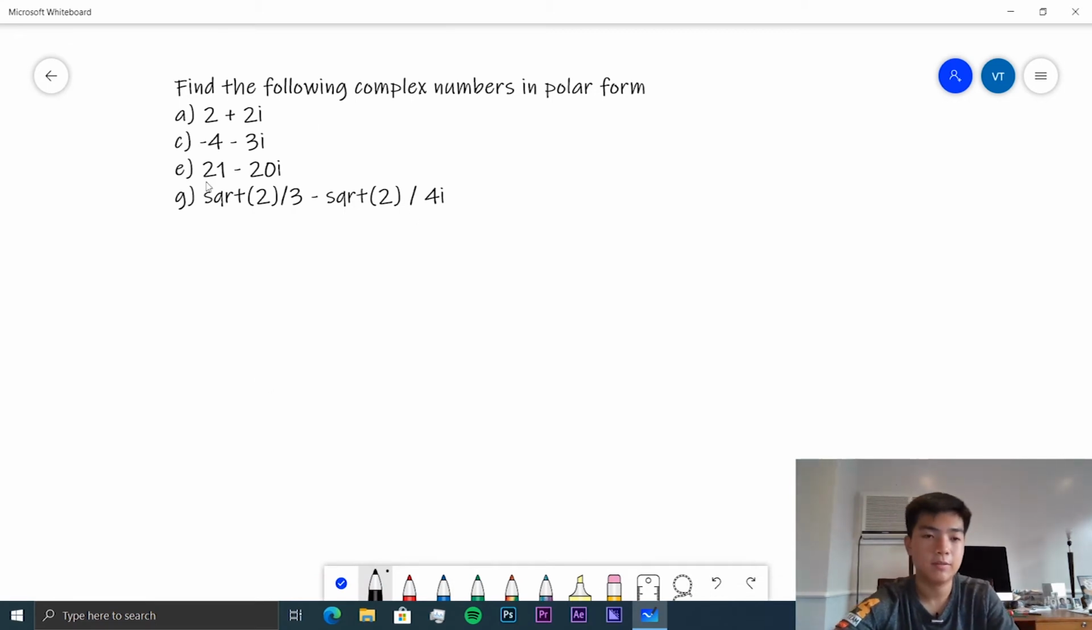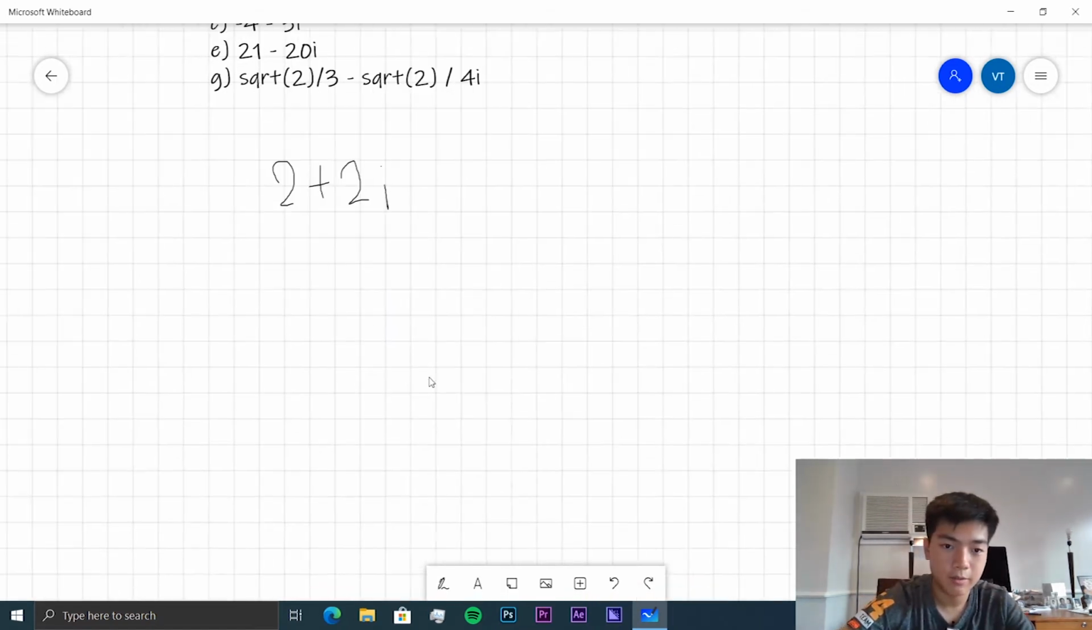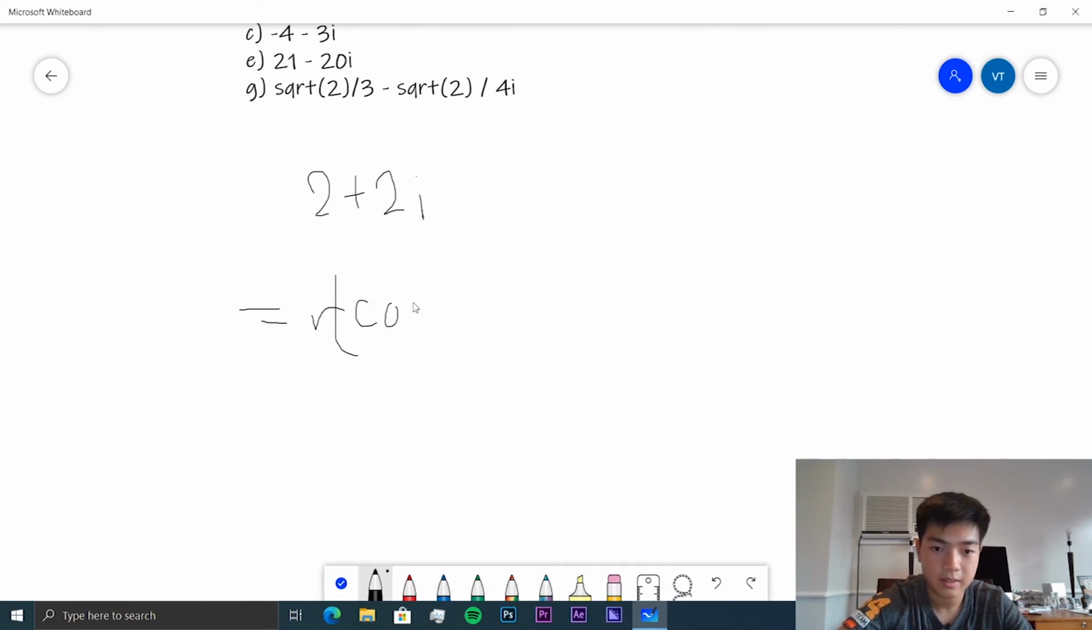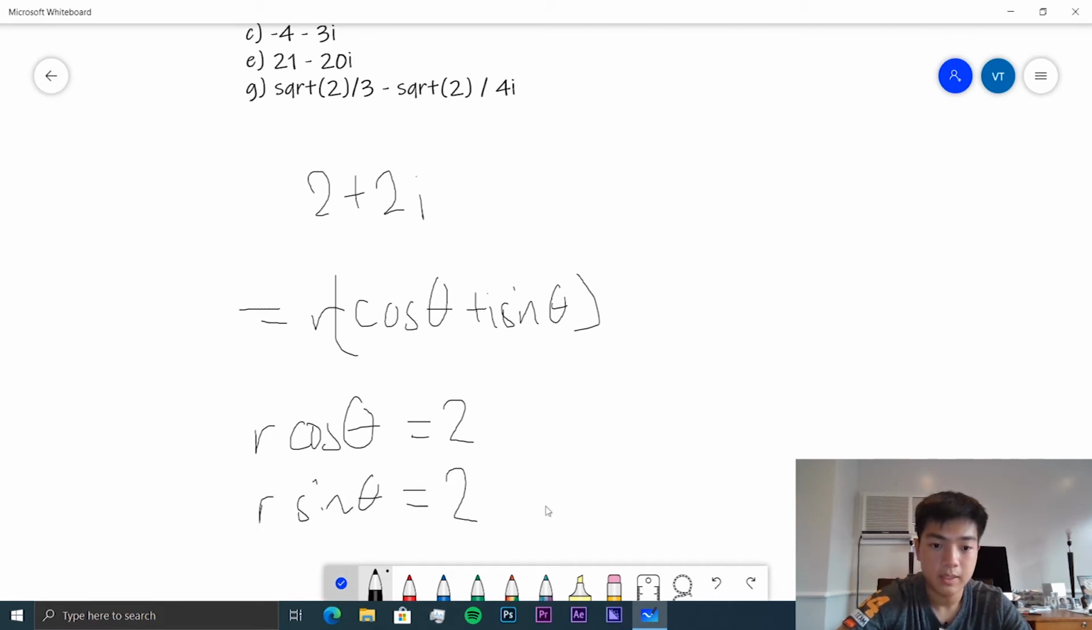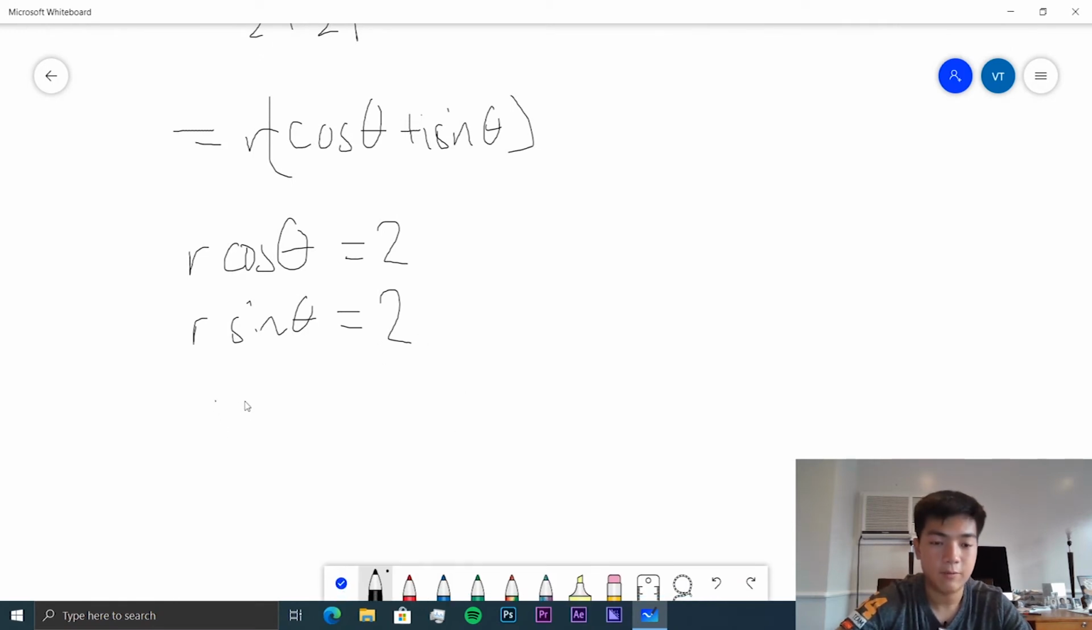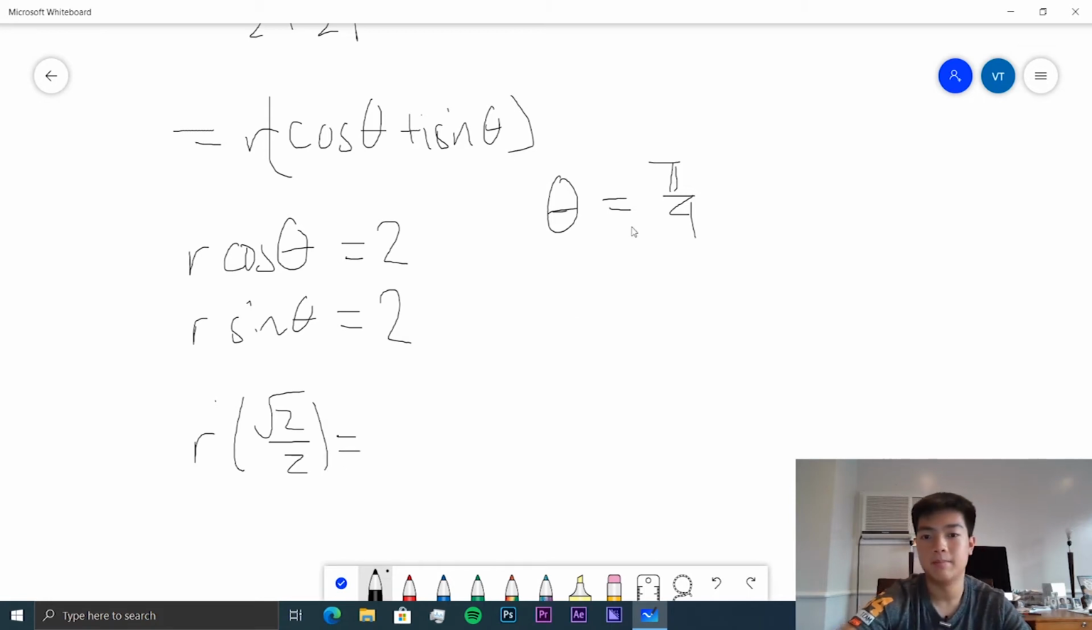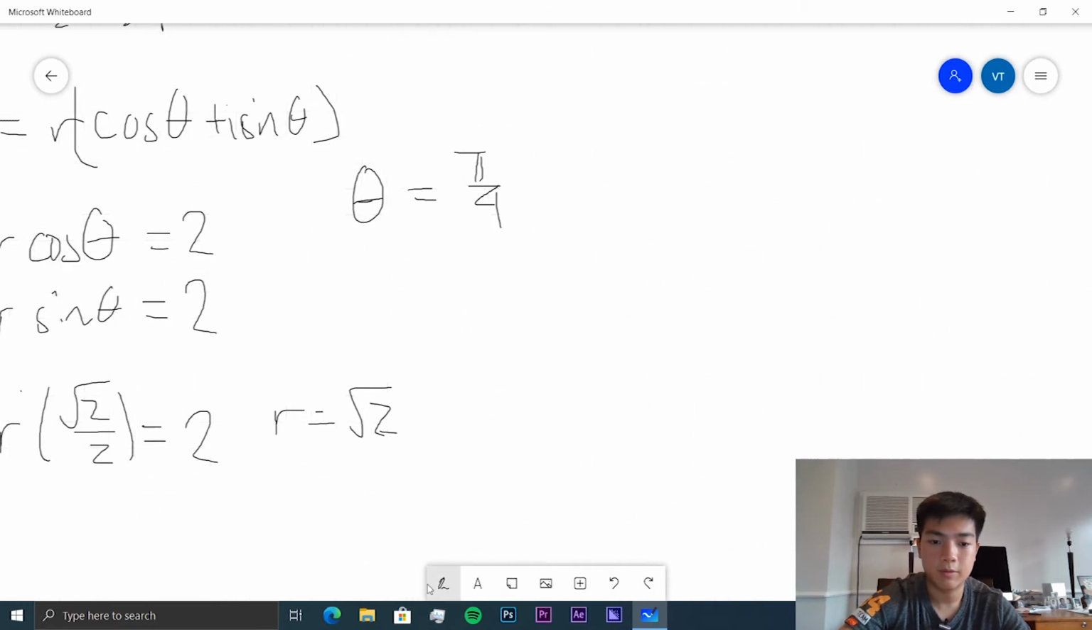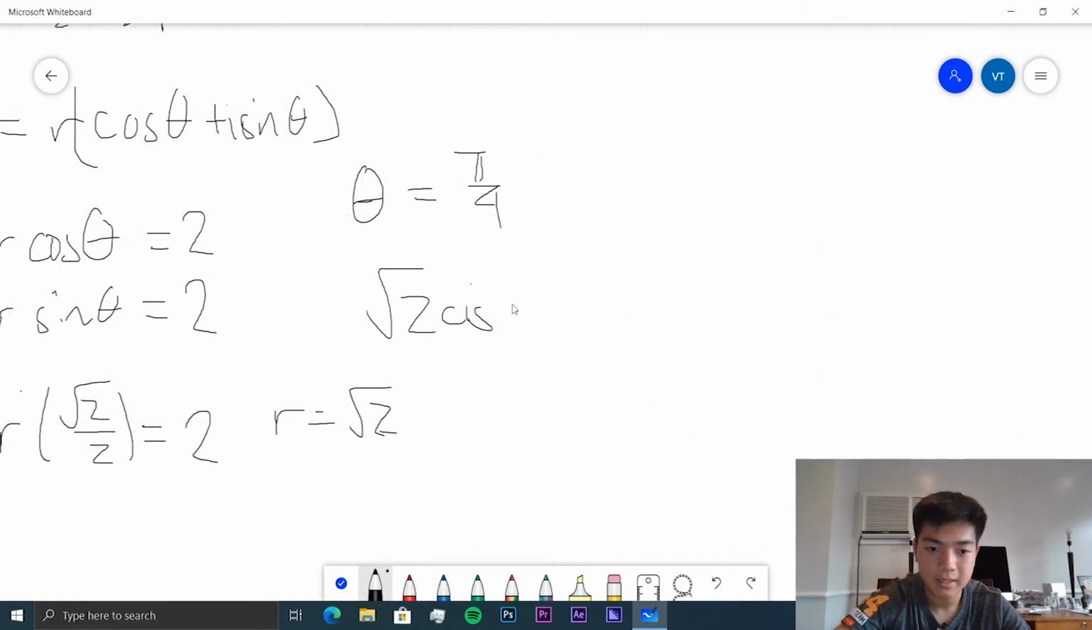So we have 2 plus 2i. And so how do we convert this 2 plus 2i to polar form is the question. So we know that this is equal to r times (cosine theta plus i sine theta). So we have r cosine theta is equal to 2 and r sine theta is equal to 2. So we have cosine theta is sine theta. So therefore tangent of theta is 1, so theta is equal to pi over 4. So r times square root 2 over 2 is equal to 2. That's what we're saying here. So r must be equal to the square root of 2. So to express this in polar form, this is equal to square root of 2 cis pi over 4. This is it in polar form.